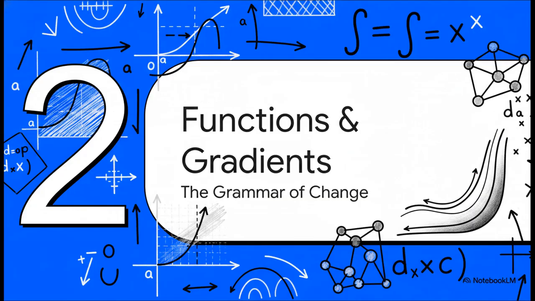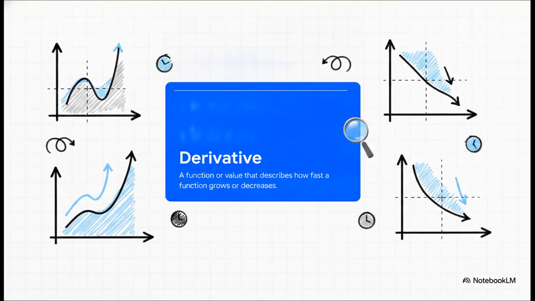Moving right along to Section 2, functions, derivatives, and gradients. Basically, the grammar of change. If scalars and vectors are our nouns, then derivatives are absolutely our verbs.